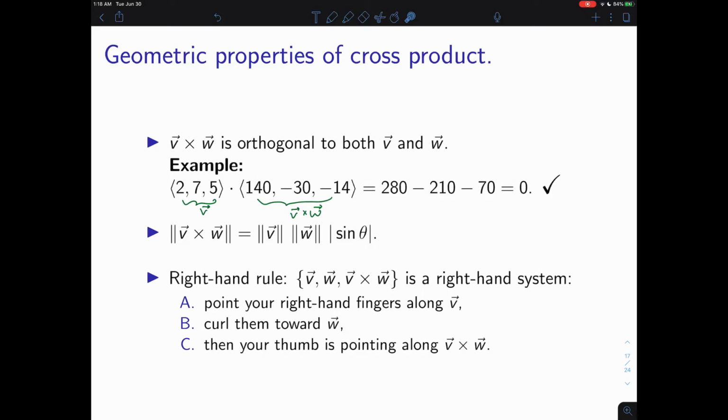Sometimes people use other versions of the right hand rule, like using their palm. For instance, maybe you have a flat, high five hand, and you point your right hand fingers along V, and you make your palm face towards W, then your thumb is pointing along V cross W. Or people have other variations. That's fine. If you learned a different version in physics or whatever, fine. This is just one option that works.